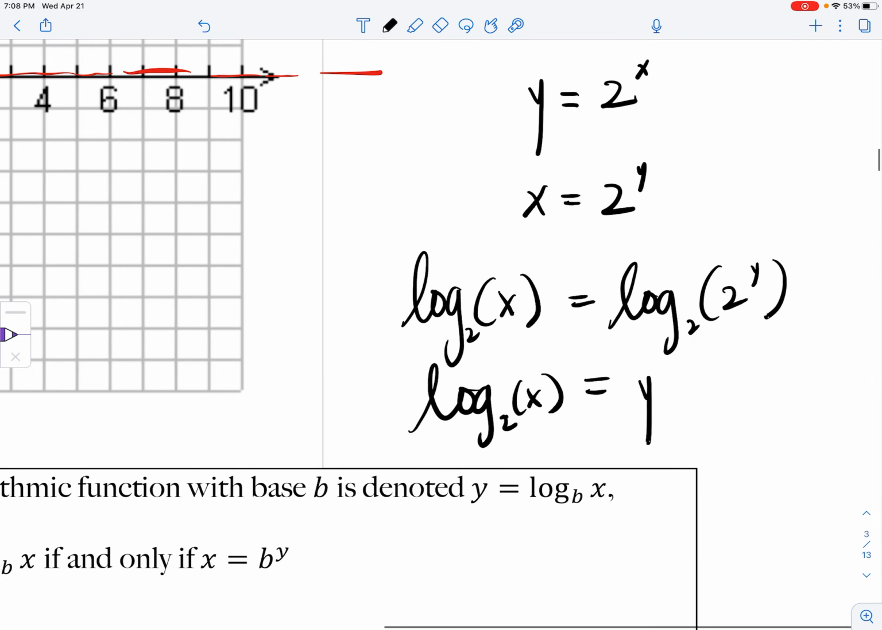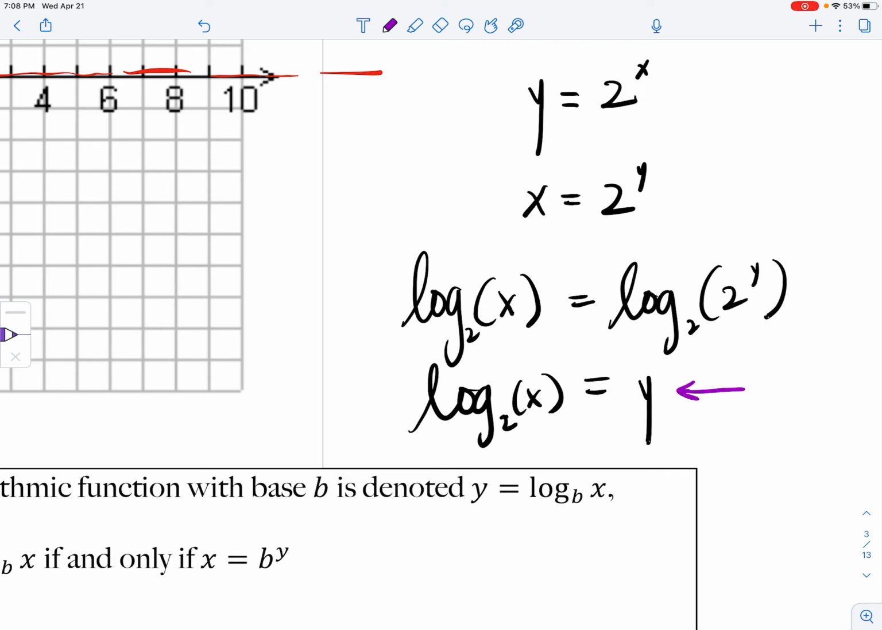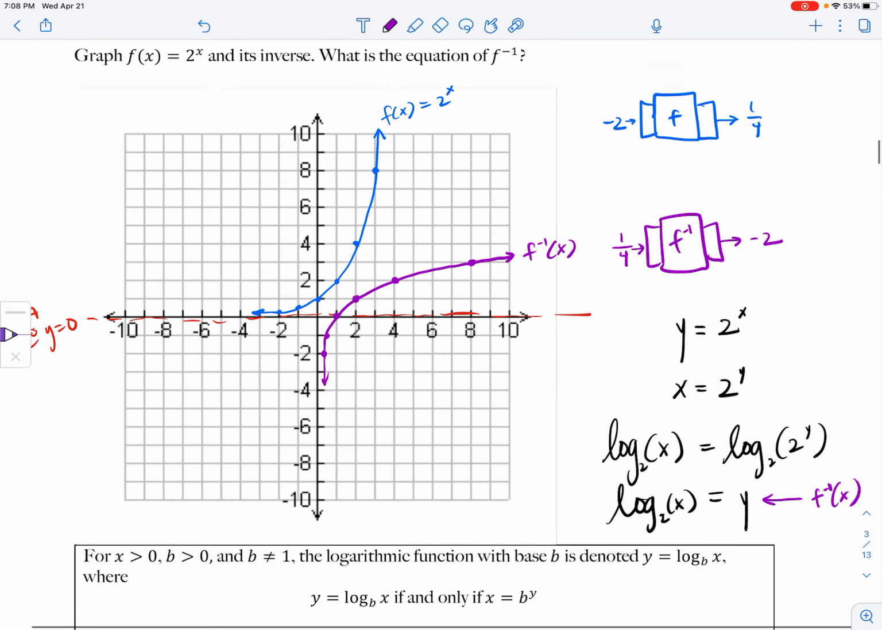So that is log base 2 of x is f inverse, right? Y could be replaced with the function notation, so the function name f inverse. So f inverse equals log base 2 of x. And like the inverse of y equals 3 to the x would be y equals log base 3 of x.